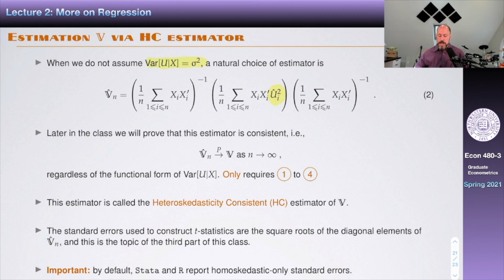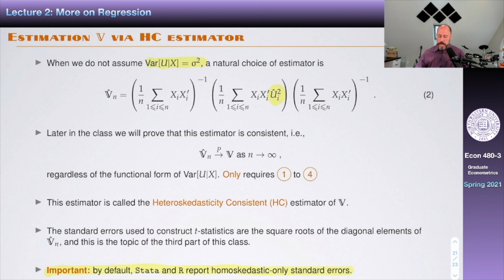What's important, and I want you to keep in mind, is that software like Stata and R still report by default the standard errors under homoscedasticity, which to me doesn't make any sense, that in 2021 we're still getting this, but both of these software still do this. It should make a lot more sense that the default is to report something like this, and then if you want to add additional assumptions, you can get the homoscedasticity-only standard errors.